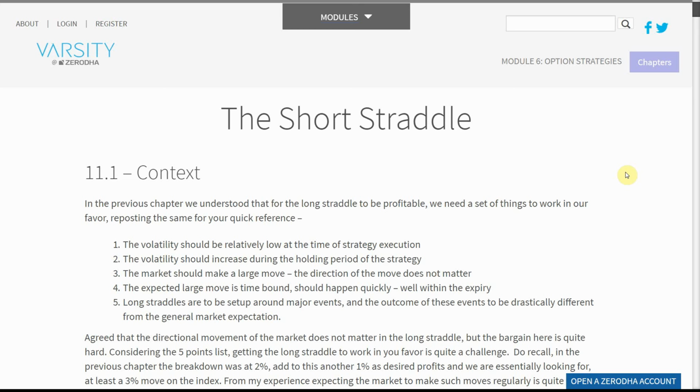Chapter 11, The Short Straddle. 11.1 Context. In the previous chapter we understood that for the long straddle to be profitable, we need a set of things to work in our favor. Reposting the same for your quick reference.